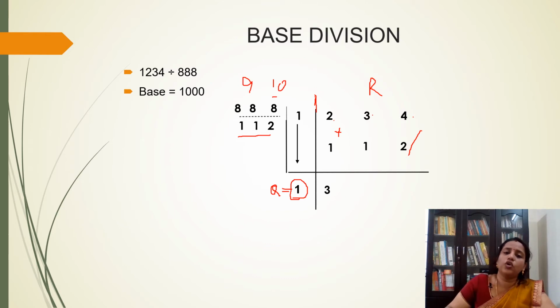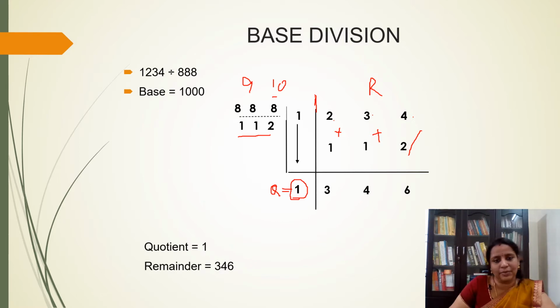So, okay. So next digit, if I add it, 3 plus 1 will give me a 4, and 4 plus 2 will give me 6. This implies my quotient is equal to 1 and my remainder is equal to 346. Is it very easy? Yes, if you practice it, you can solve it much faster than this. Okay, come on, let's go for the next problem.